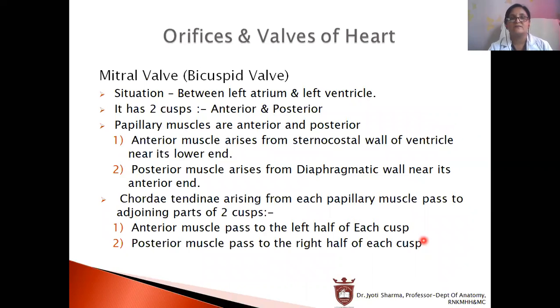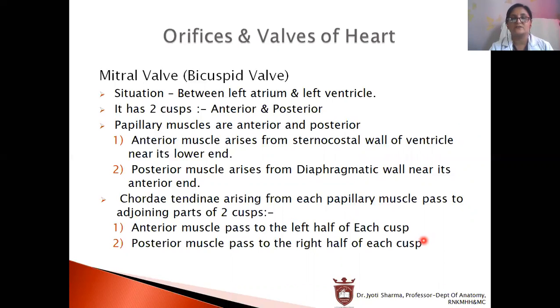Now we see the mitral valve, called the bicuspid valve. It is situated between the left atrium and left ventricle. It has two cusps, anterior and posterior. Papillary muscles are anterior and posterior. The anterior muscle arises from the sternocostal wall of the ventricle near its lower end, and the posterior muscle arises from the diaphragmatic wall near its anterior end. Chordae tendineae arising from each papillary muscle pass to the adjoining parts of two cusps.